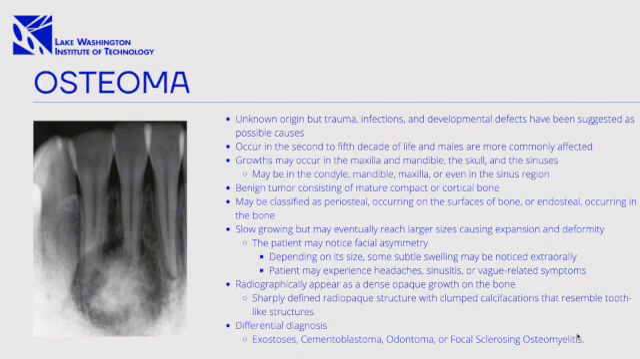Radiographically, osteomas appear as a dense, opaque growth on the bone. Osteomas usually exhibit a sharply defined radiopaque structure with clumped calcifications that resemble tooth-like structures. Sometimes, a radiolucent rim is seen on the periphery of the lesion. Differential diagnosis includes exostosis, cementoblastoma, odontoma, or focal sclerosing osteomyelitis.